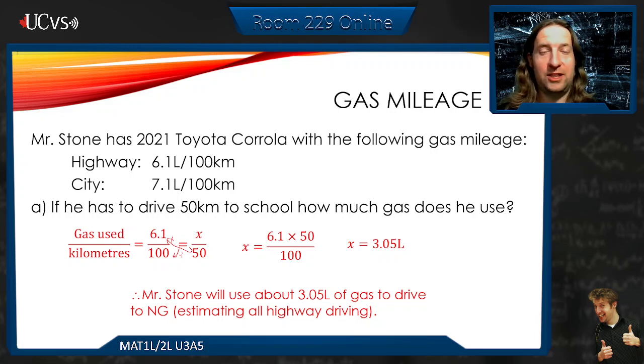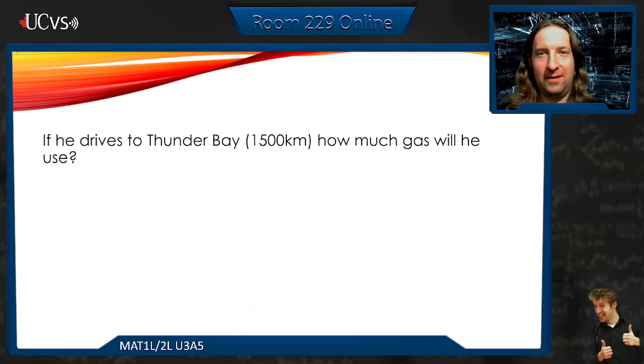So this is how we can calculate, given a ratio, any gas mileage for any distance. So here was for 50. Let's try it again for a larger distance. Let's say I drive to Thunder Bay. Driving to Thunder Bay is 1,500 kilometers. It's a really long way. It might take you 2 or 3 days maybe to get to Thunder Bay. How much gas are you going to use to go 1,500 kilometers?